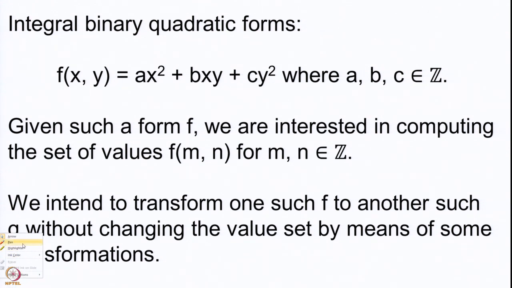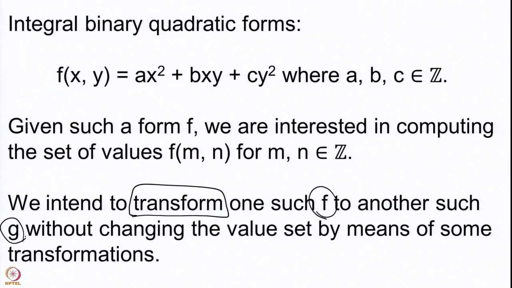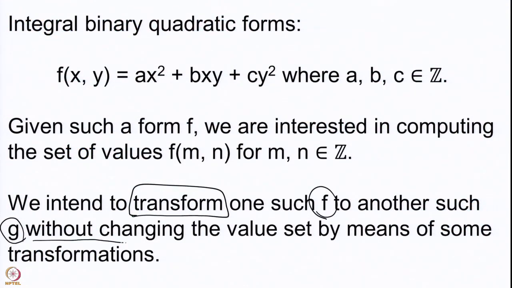So, this problem will be clear very soon, but what we want to do while studying this also is to have some transformations. We would like to transform one form f to another such form g. So, we start with an integral binary quadratic form, call it f, and we would like to go to another integral binary quadratic form g through a way. We will describe this way, and we would also like to describe this way with the property that the value sets do not change. So, this is what we mean by without changing the value set.